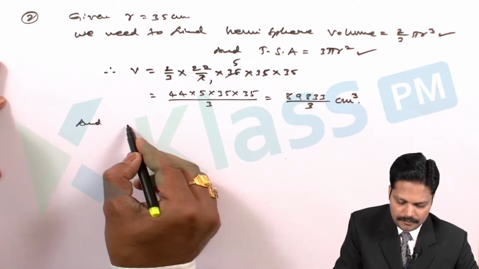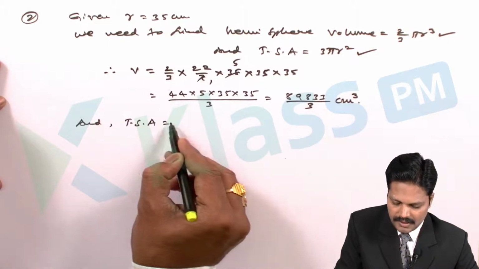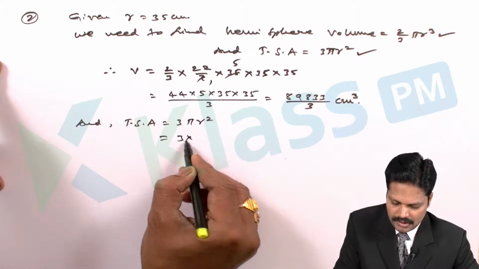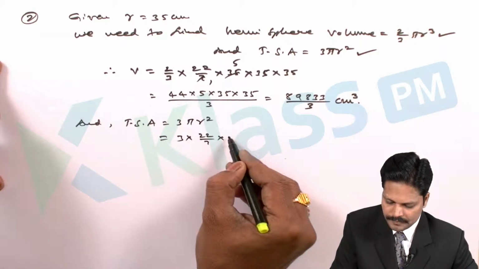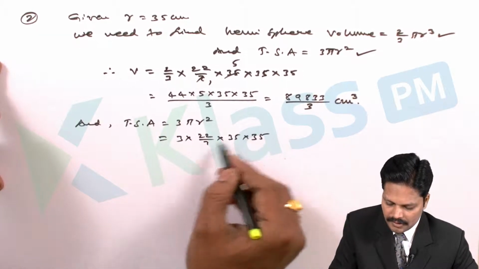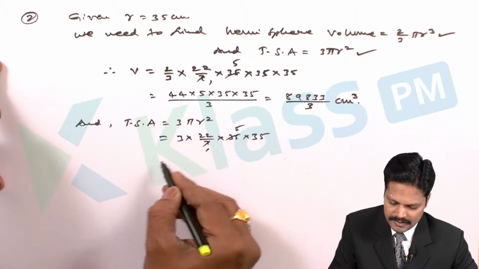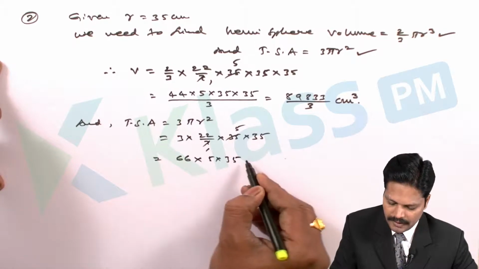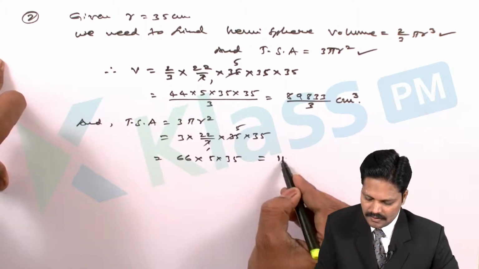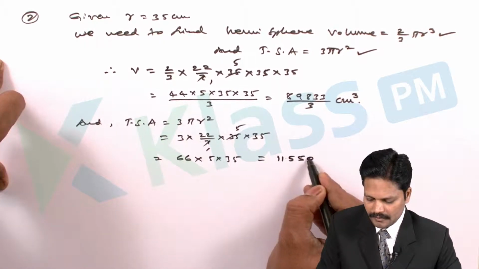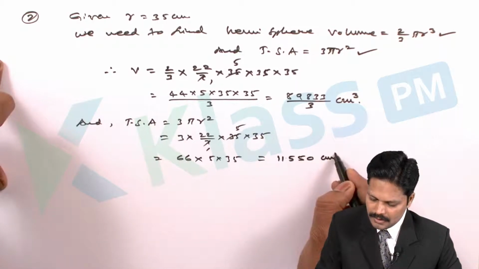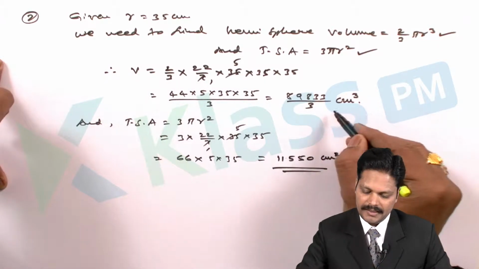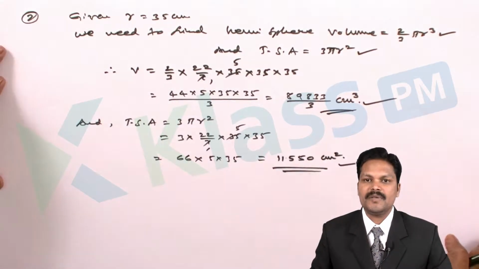And we need to find the total surface area. It is nothing but 3 pi r square. So 3 into 22 by 7 into 35 into 35, 7 ones are 7, 7 fives are 35. Then we have 66 into 5 into 35. After multiplying this one, we will get 11,550 centimeter squares. This is the way we can find the total surface area and volume of a hemisphere.